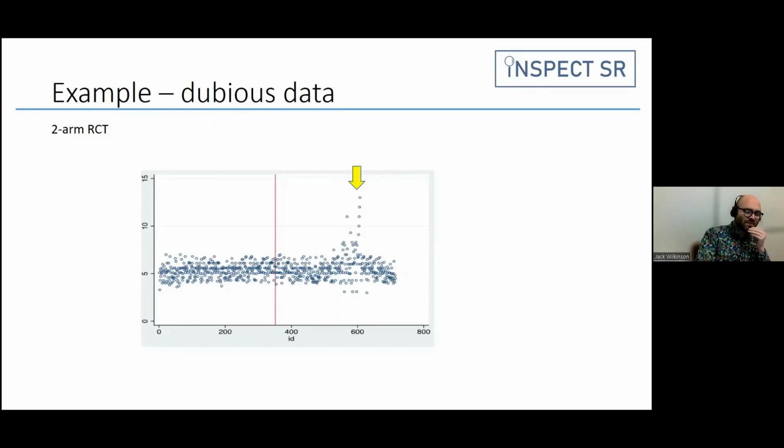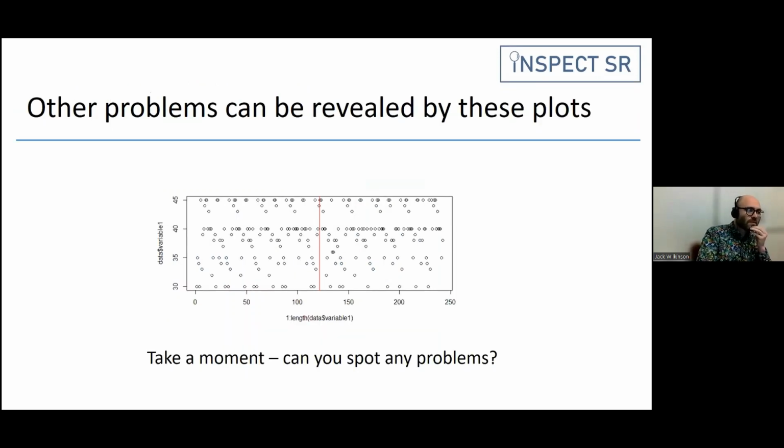Again, you can imagine that there could be a reason for this, like a baseline measurement gone wrong or a device has had a problem, but then why can't we see it in this group over here? We should be able to see it in that group as well. So this doesn't appear to be compatible with a genuine RCT. These kinds of plots can be very useful, revealing all kinds of problems.